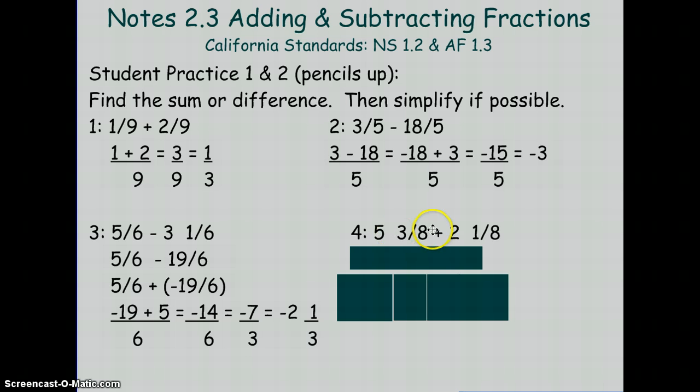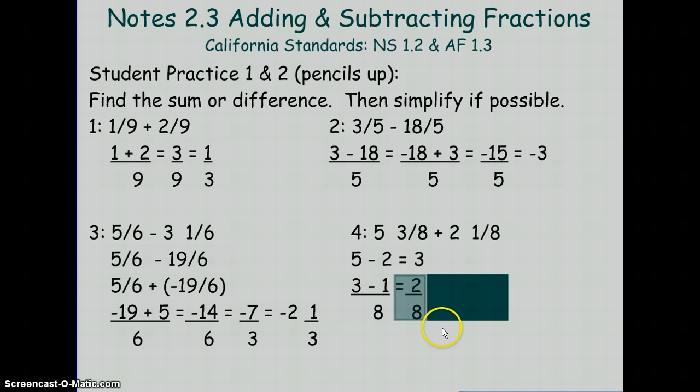Okay, this problem here, notice we have mixed numbers, and I can do 5 plus 2. I can also do 3 plus 1. So if I want to, I can leave it as a mixed number, or I can turn it improper. It doesn't matter. I'll get the same answer. So if I work with just the whole numbers first, 5 minus 2 is 3. Then I do my 3 minus 1 and I get 2.